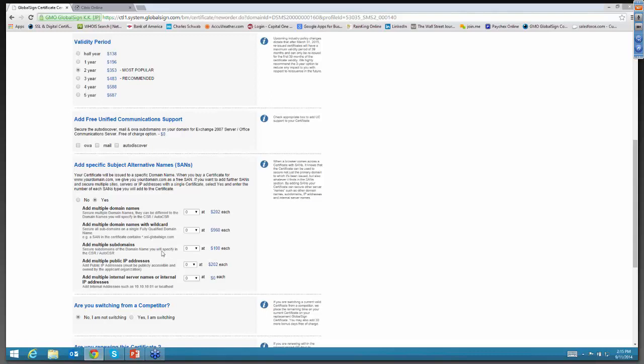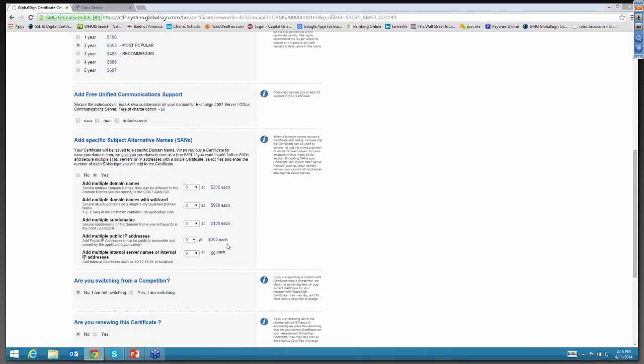You can add IP addresses, and currently you can add internal server names and internal IP addresses. But again, that's going away as of November of this year. You won't be able to issue any more internal host names because everything will need to be verified in a certificate.